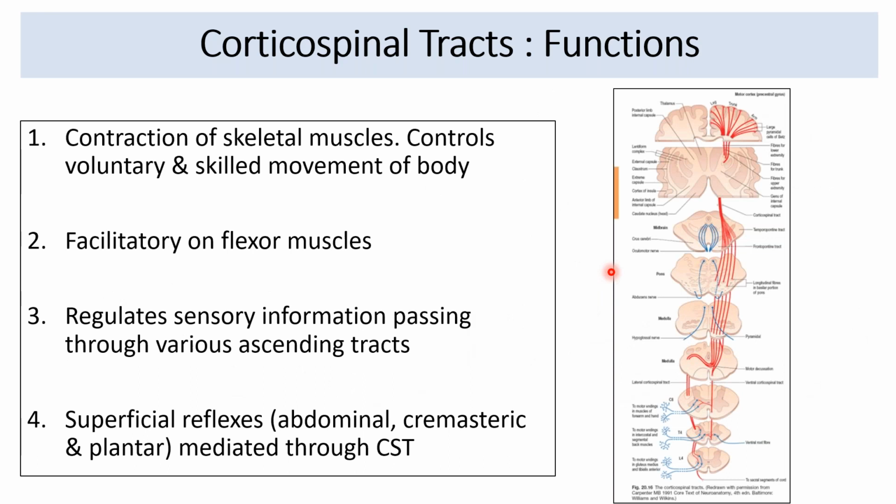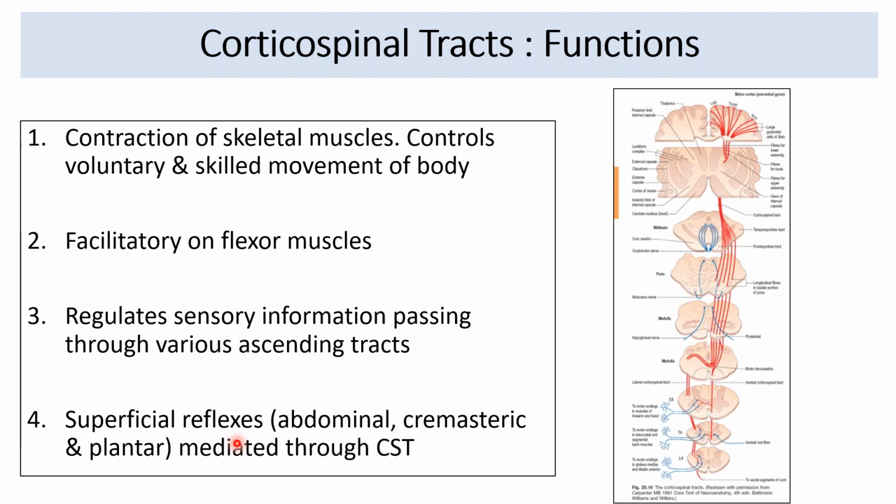Now, what is the function of the corticospinal tract? The corticospinal tract is involved in control of voluntary and skilled movements of the body. Basically, they are supplying the skeletal muscles, so they are contracting the skeletal muscles. That is why they control voluntary and skillful movement of the body. They are basically facilitators to the flexor muscles, and they also regulate sensory information passing through various ascending tracts, because some few fibers arise from the somatosensory area. That is how they regulate the sensory information as well.